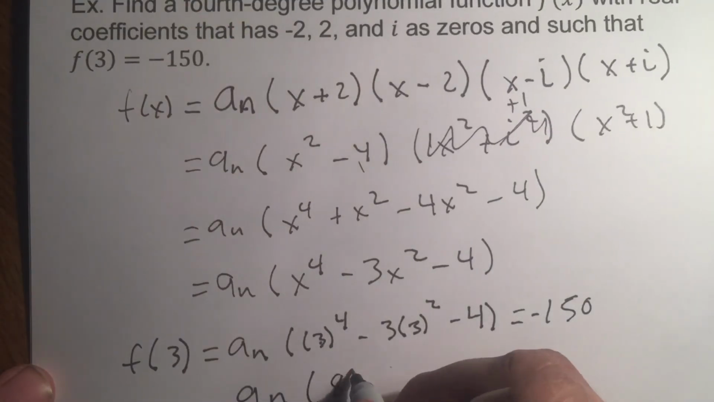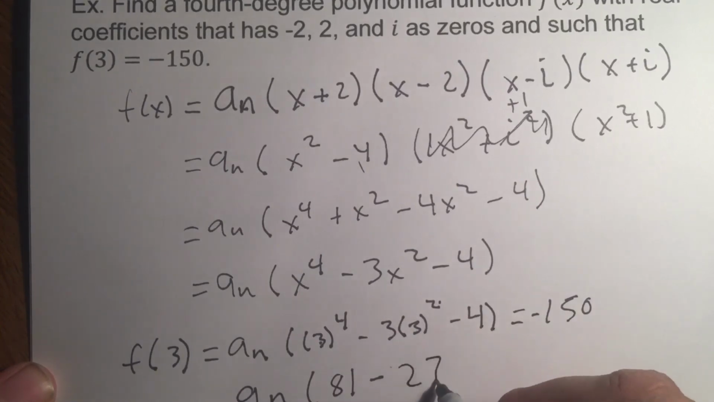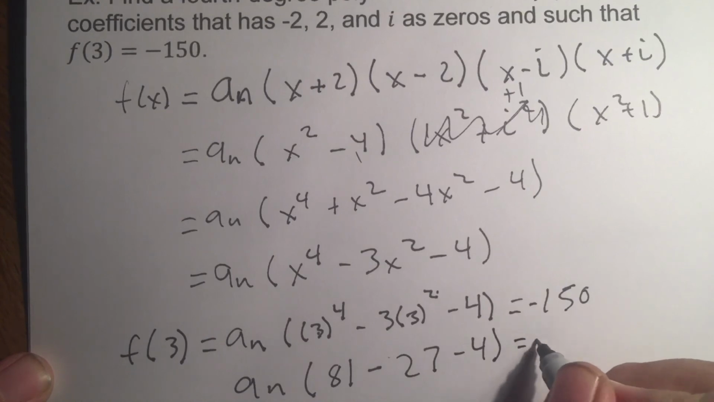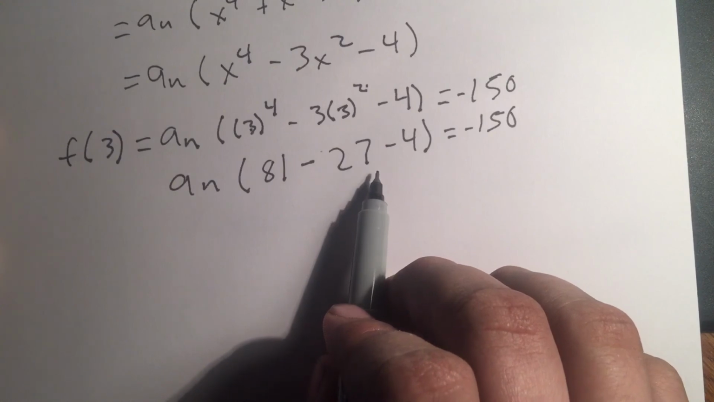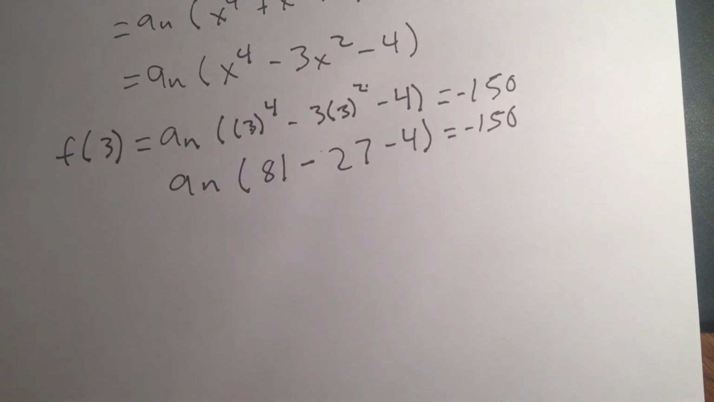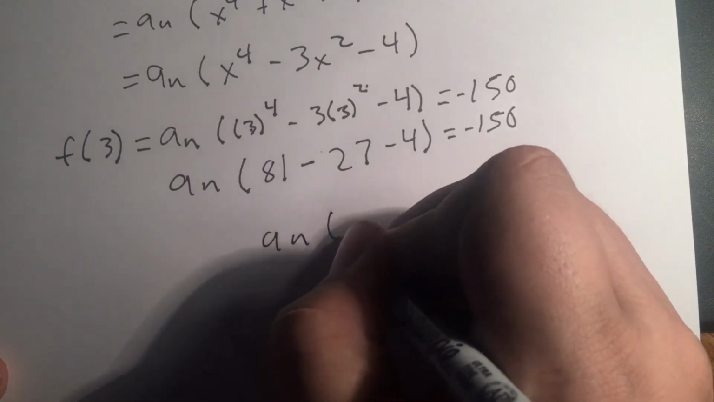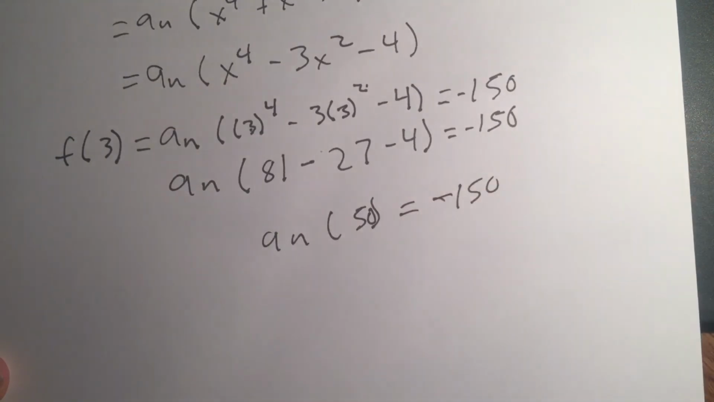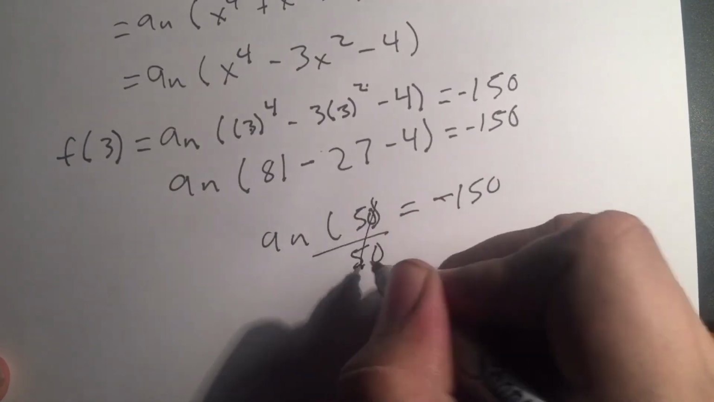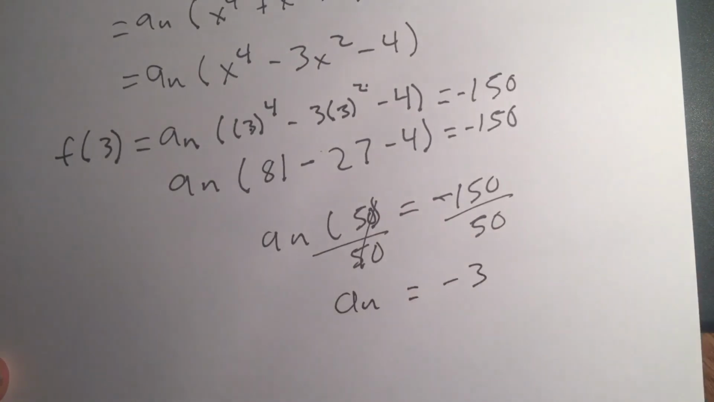So 81 minus 3 squared would be 9. 9 times 3 is 27, and then minus 4. So if we put these together, 81 minus 27, I should know off the top of my head, 54, minus another 4 leaves us with a sub n times 50 equaling negative 150. To get a sub n by itself, you would divide by 50. So our a sub n would equal negative 3.